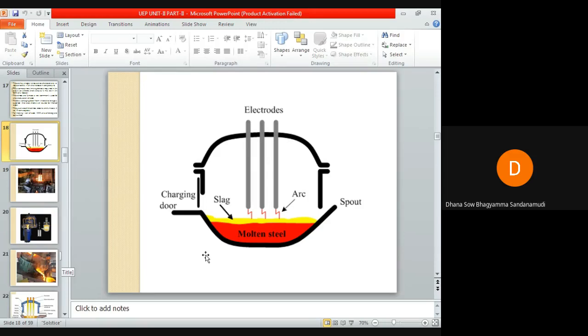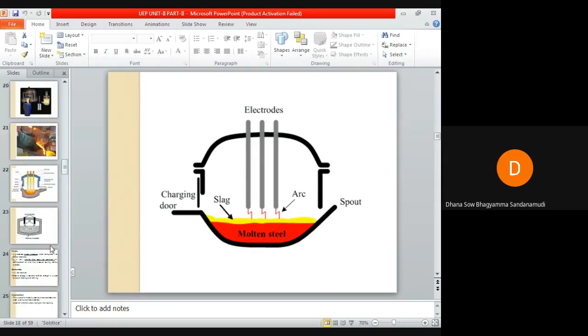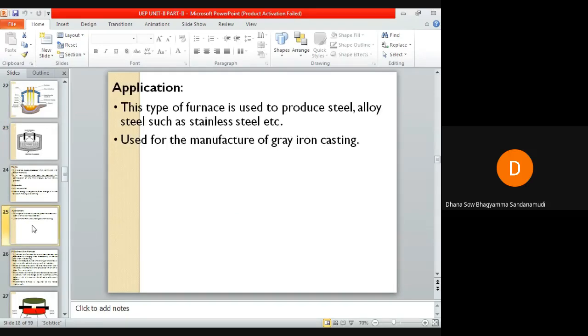The applications are that these furnaces are used to produce steel and alloy steel, such as stainless steel. And they are used for manufacturing of gray iron castings.